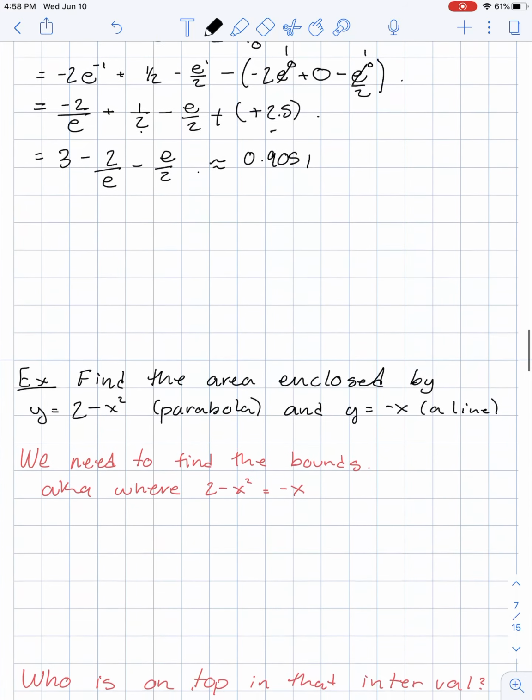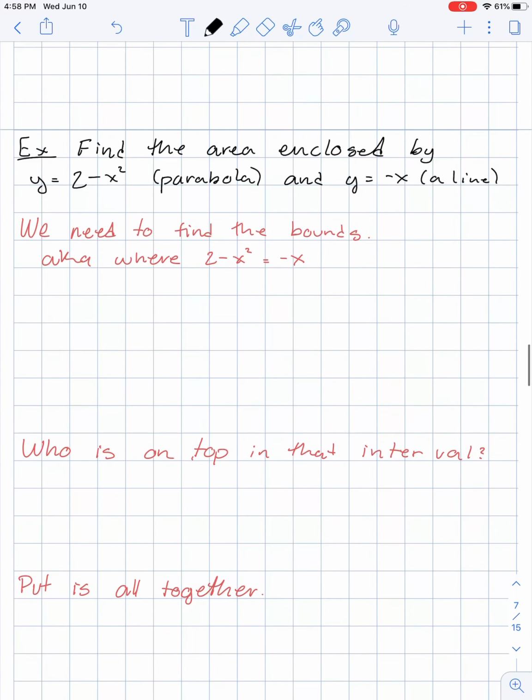All right. So the next one is to find the area enclosed by y equals 2 minus x squared. And I know that that is a parabola. And y equals negative x. And I know that that's a line. I know that because polynomials with x squared as the highest power are going to be parabolas. And x, the first power, is going to be a line. Okay? So I need to find the bounds of my integral. That's going to happen where those points intersect.